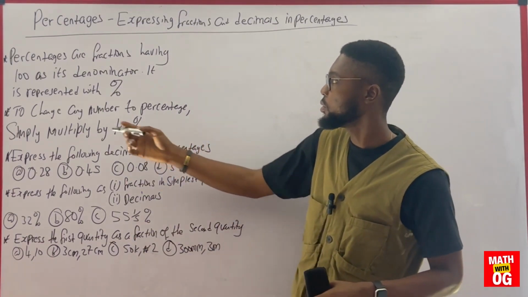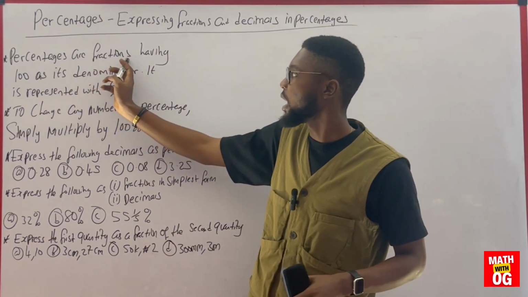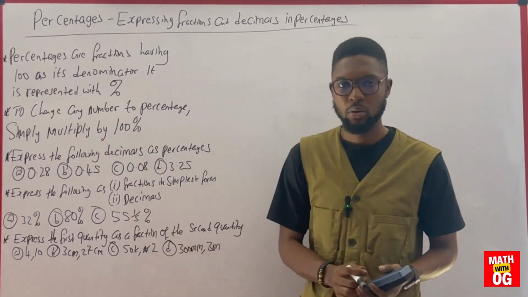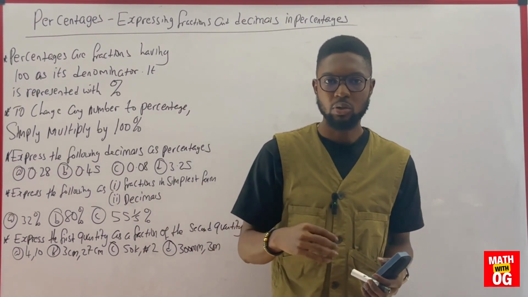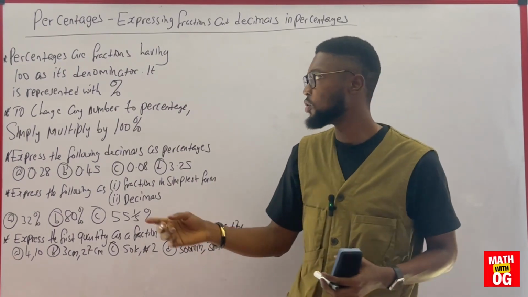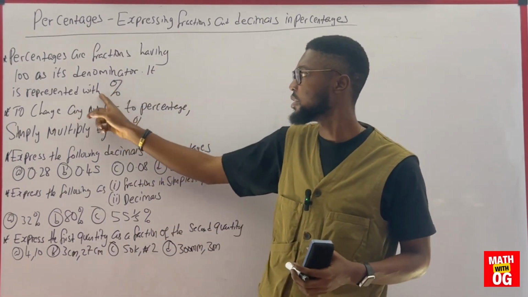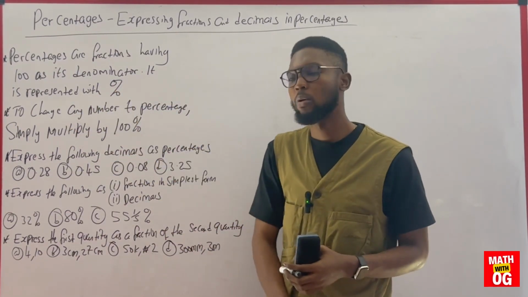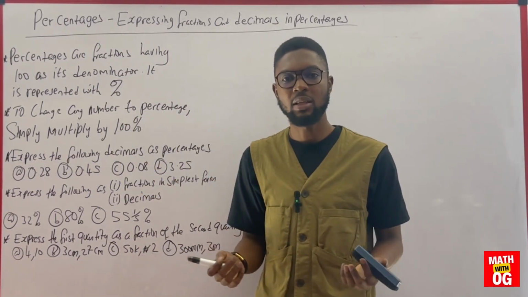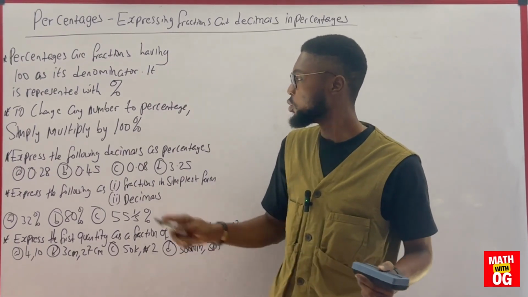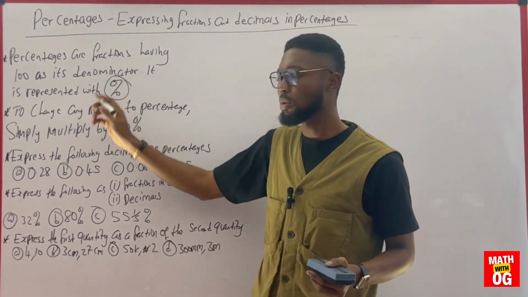Now, as you can see on the board, percentages are fractions having 100 as the denominator. So whenever you have a fraction with 100 as its denominator, you can simply remove that 100 from the denominator and represent it with this sign. So this is the sign for percentage. I don't think it has a name. If it has another name, I'm not aware of it. So this is the symbol I'm talking about.